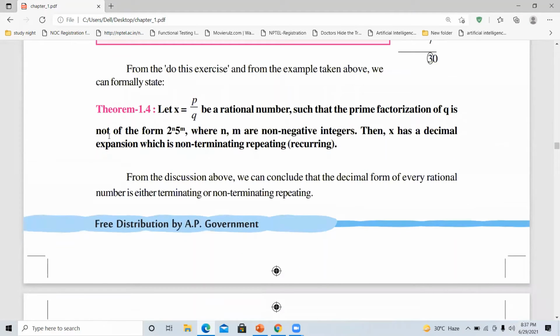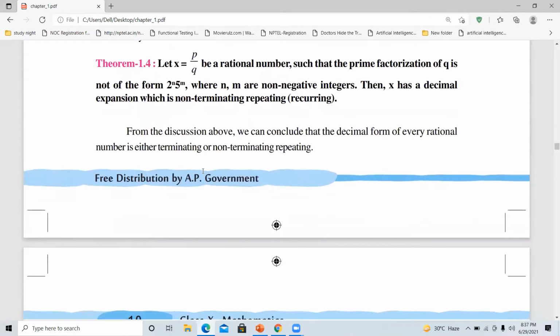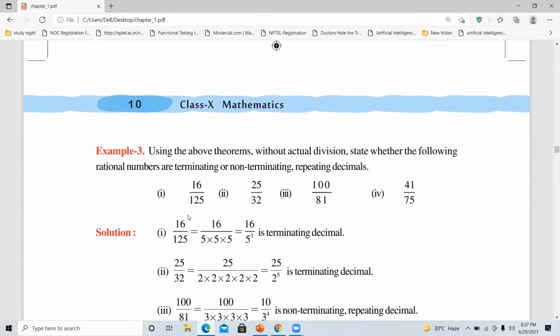The next theorem is Theorem 1.4. This theorem states: let x equal to p by q be a rational number such that the prime factorization of q is not of the form 2 power n into 5 power m, where n, m are non-negative integers. Then x has a decimal expansion which is non-terminating repeating. So let us see this with an example.